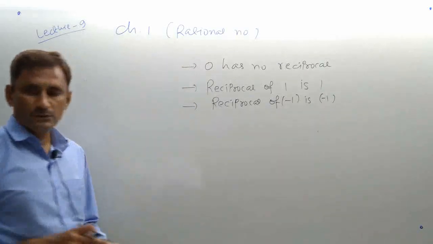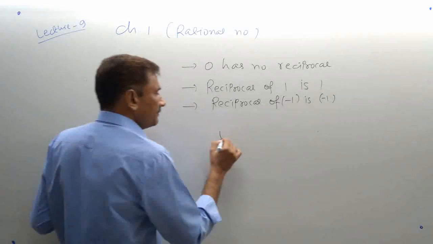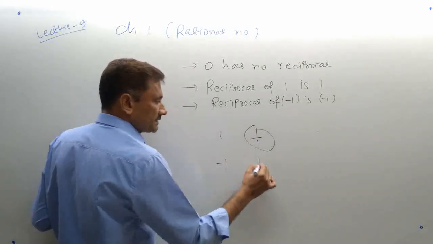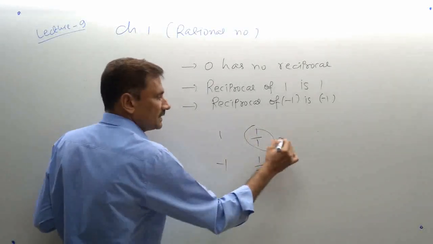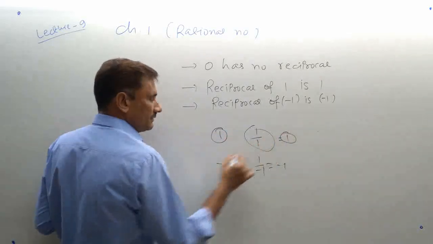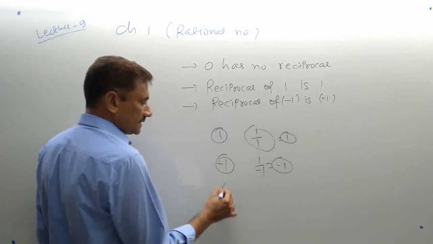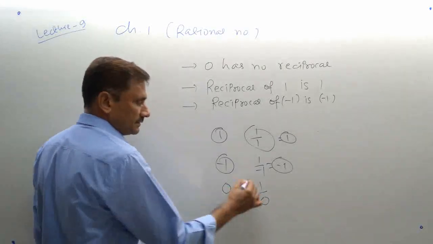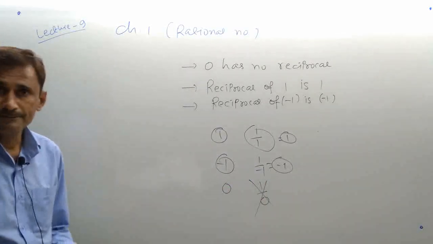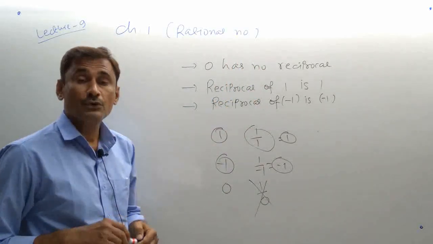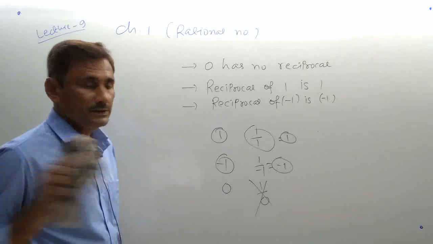Okay, the reciprocal of 1 is what? If it is 1, you can write 1 by 1, so it is 1 only. Minus 1, then 1 by minus 1, so it is minus 1 only. So it remains the same. The reciprocal of 1 is 1, and the reciprocal of minus 1 is minus 1. But 0 has no reciprocal; you cannot write 1 by 0 here. This is not possible. It is undefined. So understand this one, it is very important for MCQ blanks.